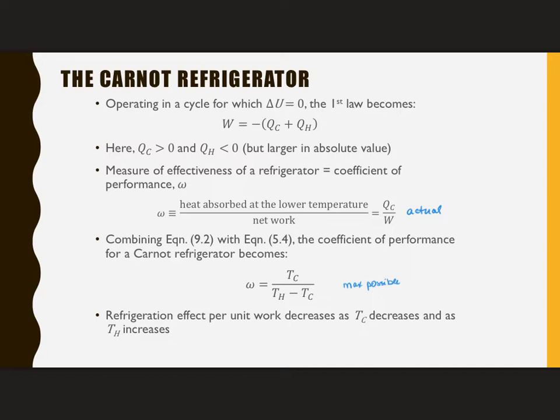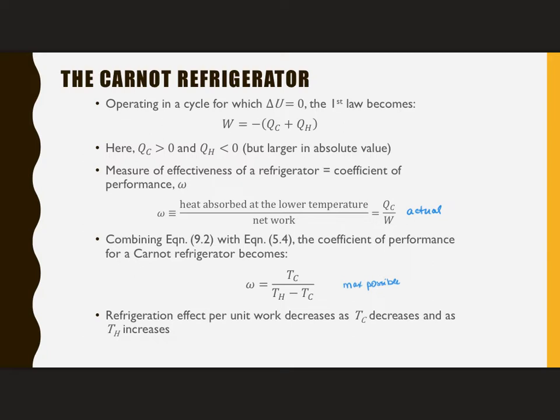A couple of things that we can observe here. First of all is that if you decrease TC, you're going to decrease the coefficient of performance. And if you increase TH, you're also going to decrease that. So that gives you some limitations there.